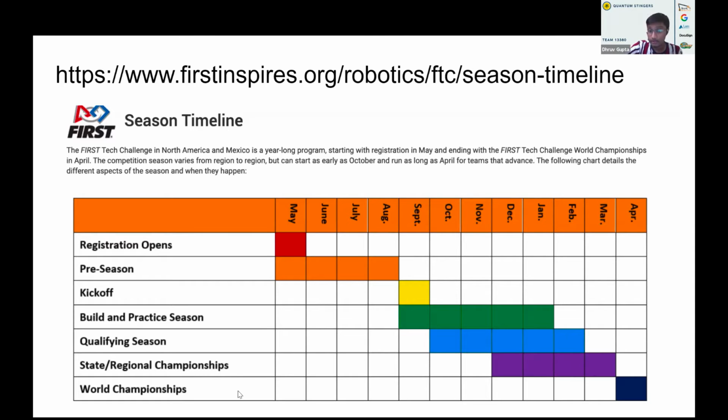Then your state and regional championships. Again, there's lots of variance. It depends on when your qualifying season ends in your region. They can happen anytime between December and March. And then generally, you'll have your world championships in April.